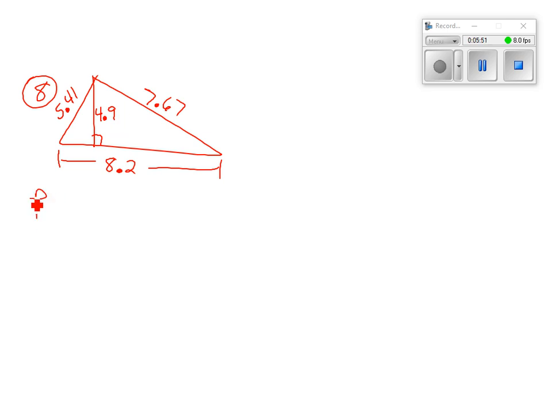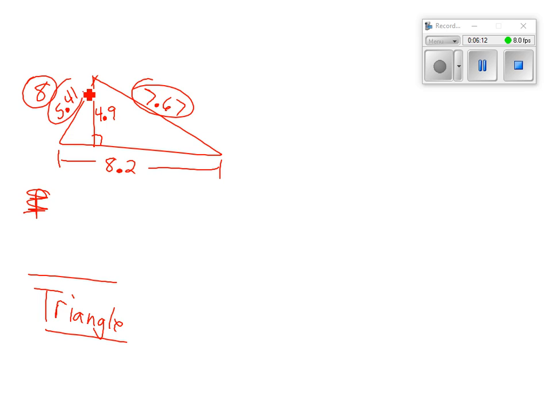First, let's find the perimeter. Well, first, what shape is it? It's a triangle, so write triangle in there, that's the third blank. I'm going backwards here. Perimeter, how do we find the perimeter? Add up all the sides. What do you get?